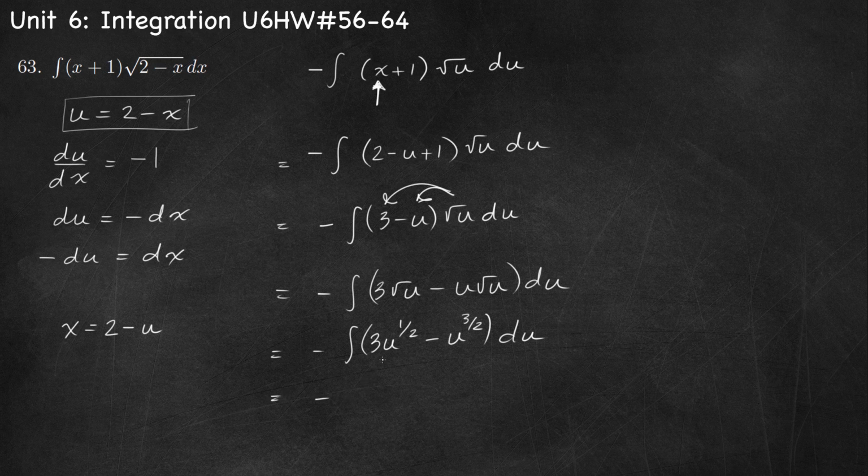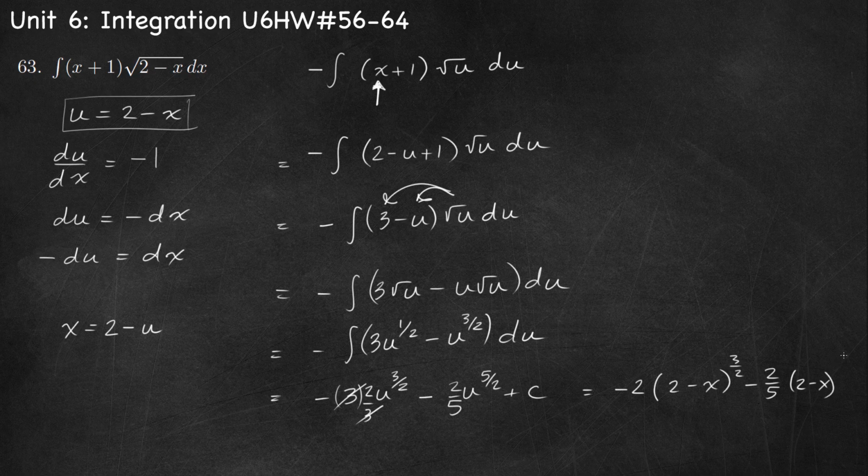Equals. And now I'm going to go ahead and integrate this. The antiderivative for 3u to the 1/2 is 3u to the 3/2 times 2/3 minus, and then u to the 5/2 times 2/5 and plus c. So our final answer, we're going to sub back in for the u, and here the 3's cancel out, so I get negative 2 times (2 minus x) to the 3/2 minus 2/5 times (2 minus x) to the 5/2 plus c.